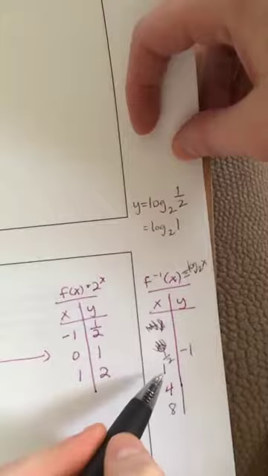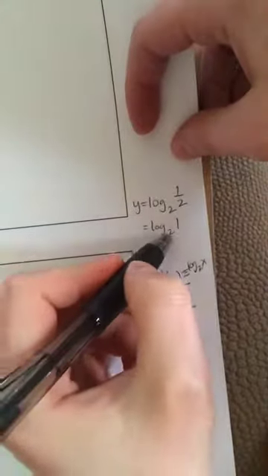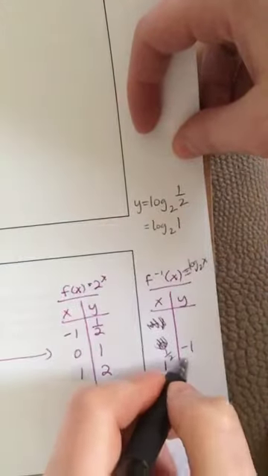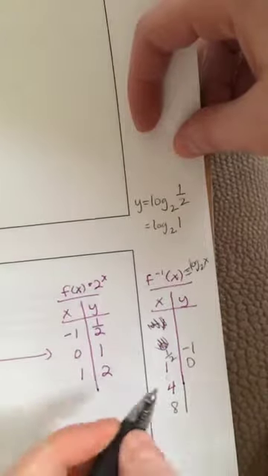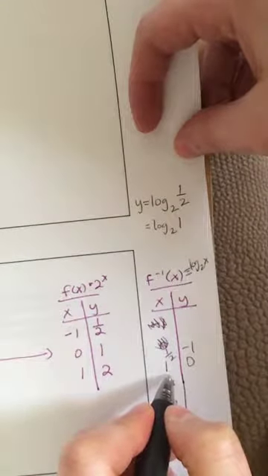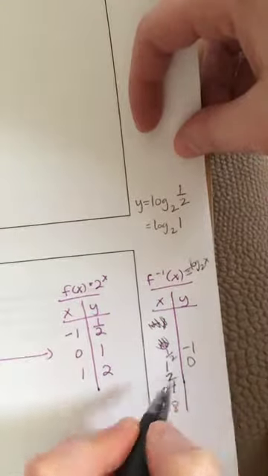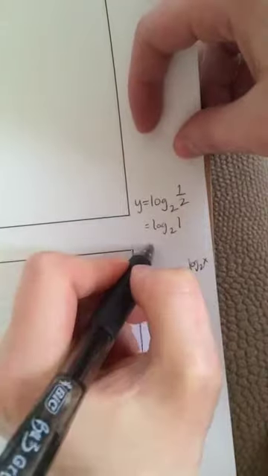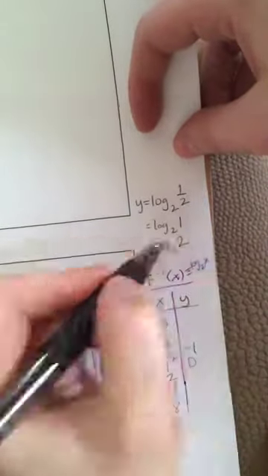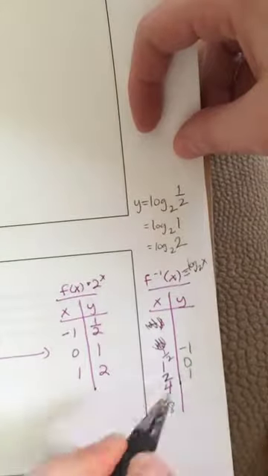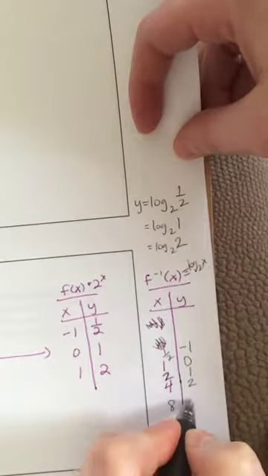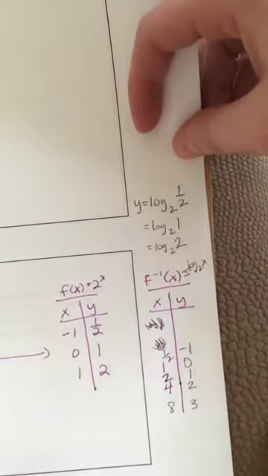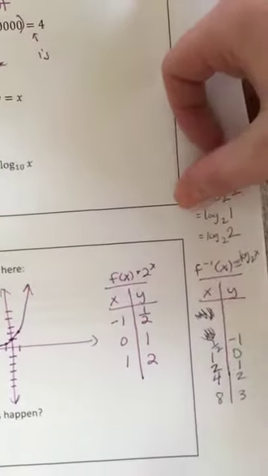If I had log base 2 of 1, 2 to what power makes 1? 0. I should have had a 2 in here. There we go. So if I had log base 2 of 2, then this would be a 1 exponent. This will be squared and that'll be cubed. I picked those numbers on purpose. So let's graph it and see what it looks like.